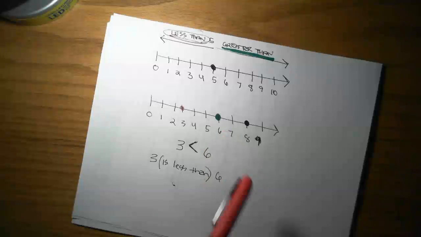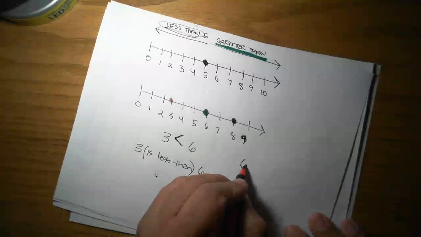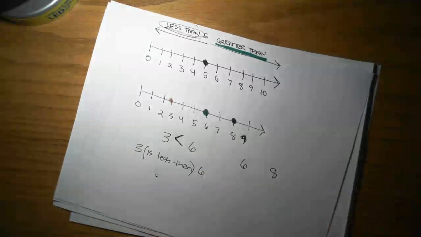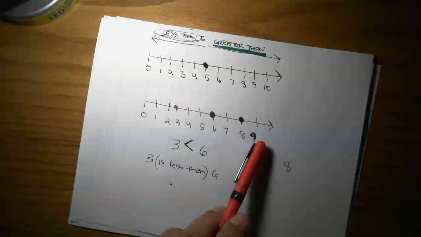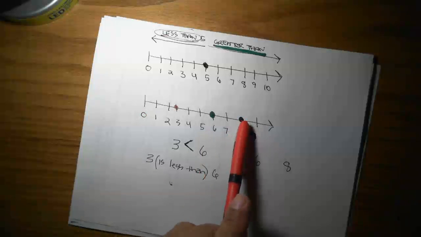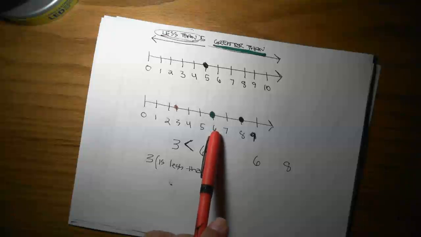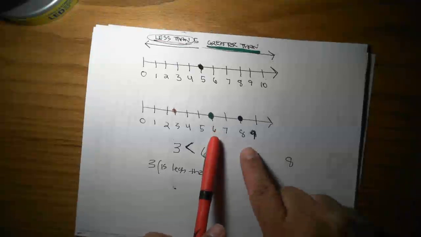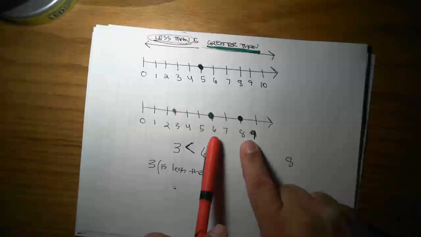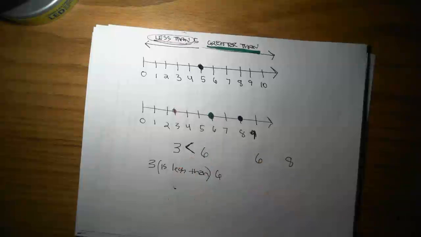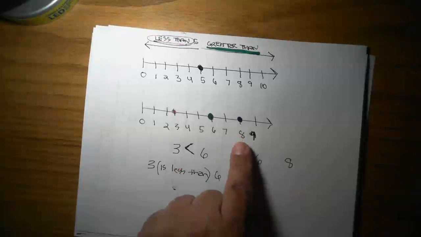So let's look at 6 and let's write those numbers down. So I've got 6 and I have 8. On a number line, is the 8 to the left or to the right of 6? And it's really easy. All we do is just look at the number line and see where it's at in relation to the 6. So if we look at the number line, we see that 8 is actually to the right of the 6, which means that 8 is greater than 6.